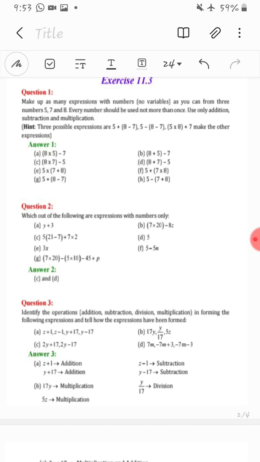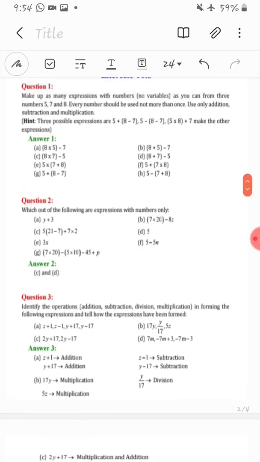Now let's proceed to question number 3. Identify the operation, addition, subtraction, division, multiplication, in forming the following expressions and tell how the expressions have been formed. Here you can see some expressions, and we have to identify whether addition, subtraction, division or multiplication is used.